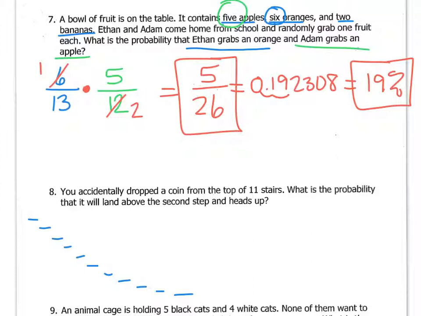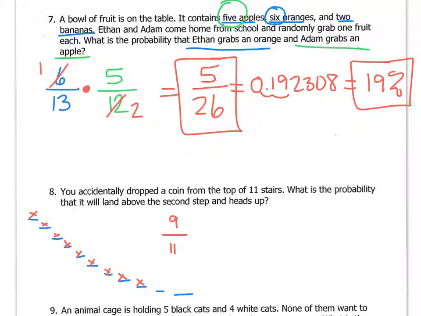It says you accidentally drop a coin from the top of 11 stairs. What is the probability that it will land above the second step and heads up? So the question is, what is the probability that it's going to land not on the first 2 steps, but it could land there. So that's 2, 3, 4, 5, 6, 7, 8, 9. So there are 9 different possibilities of where it could land out of the 11 total possibilities that there are.